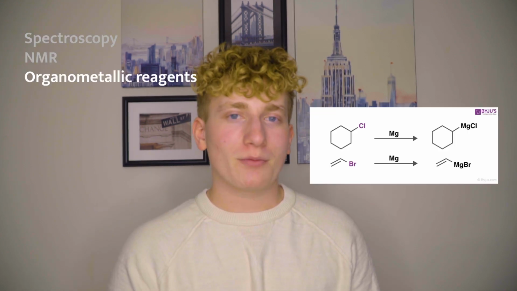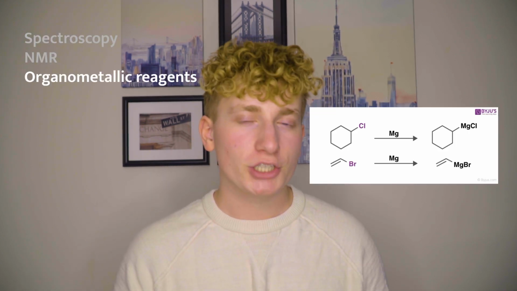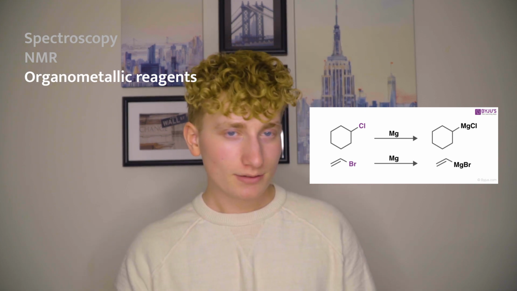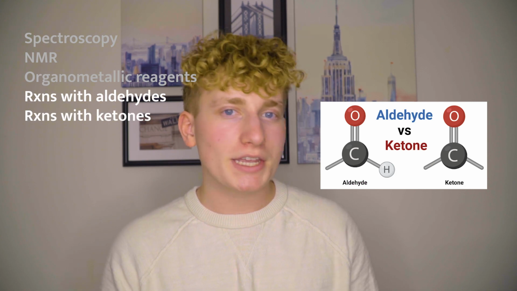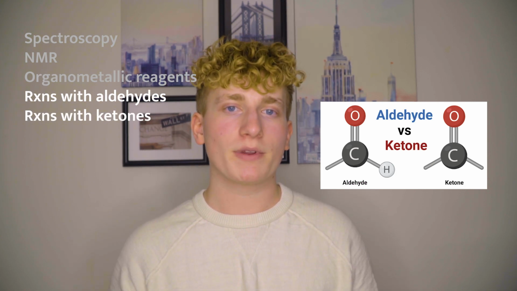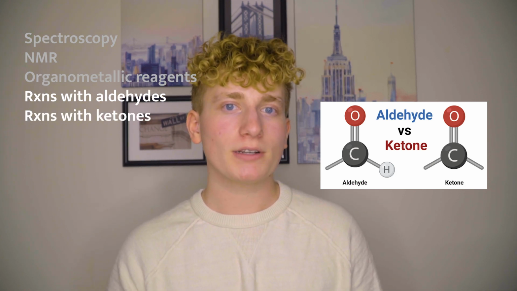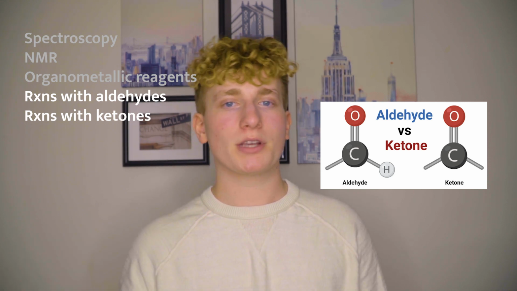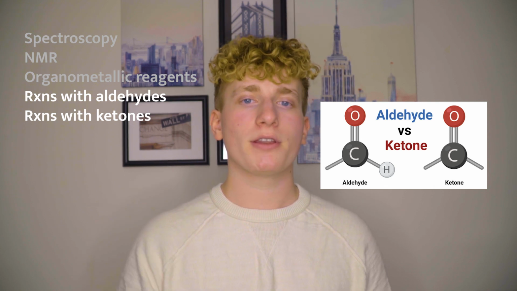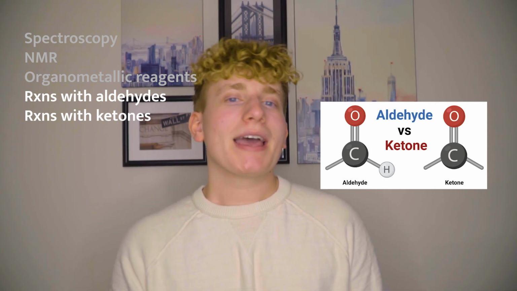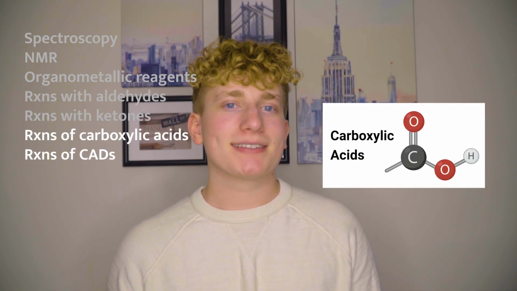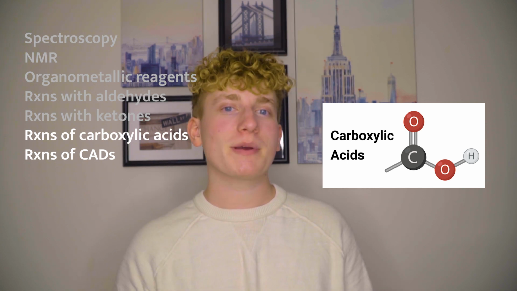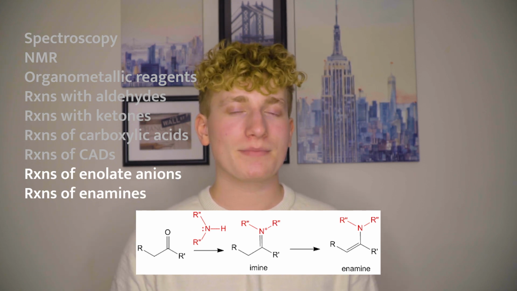Then you'll learn about organometallic reagents, which are generally molecules that have a lithium or magnesium bonded to them in some fashion. Then we learned about reactions with aldehydes and ketones. Aldehydes being a carbon bonded to an oxygen with a double bond, and that carbon also being bonded to an H or hydrogen, and ketones being a carbon double bonded to an oxygen, but that carbon not having any bonds to an H or a hydrogen. Then we learned about the reactions of carboxylic acids and carboxylic acid derivatives, or CADs. Finally, we learned about the reactions of enolate anions and enamines.